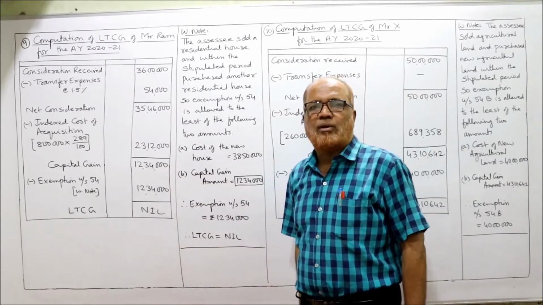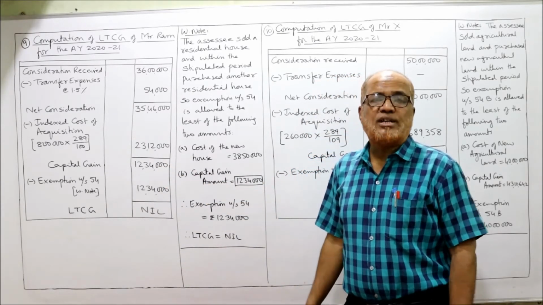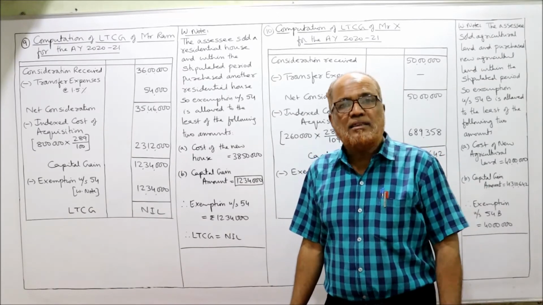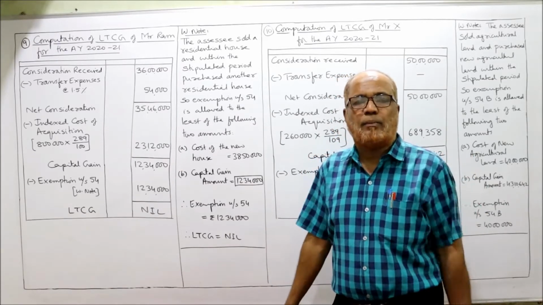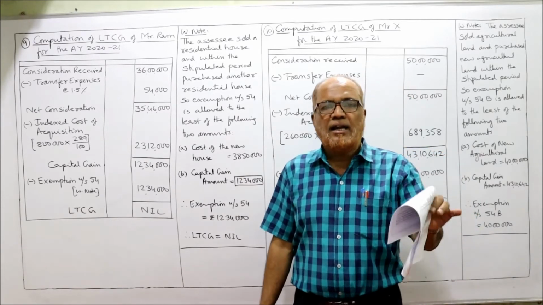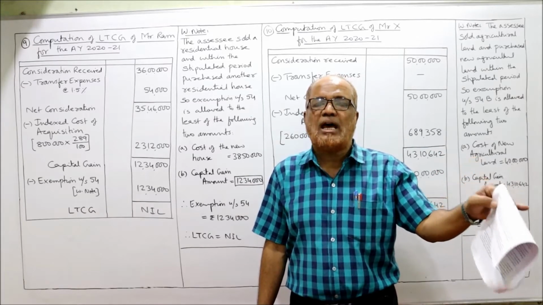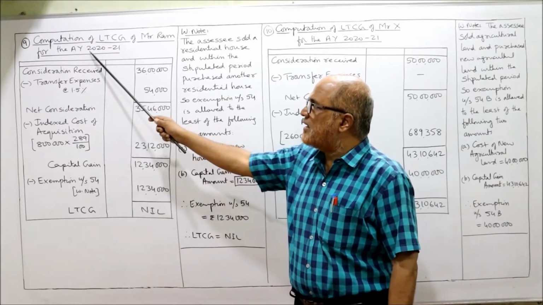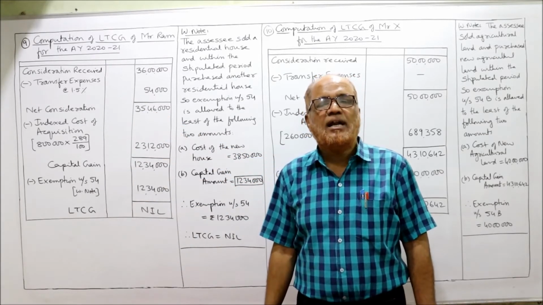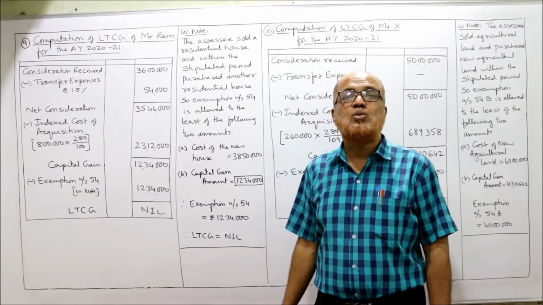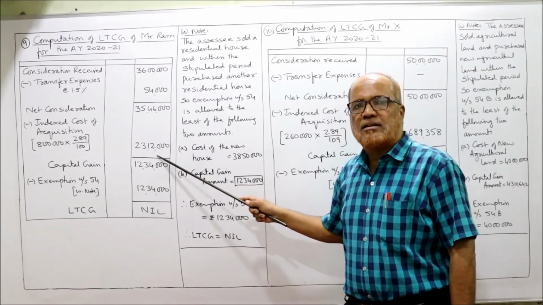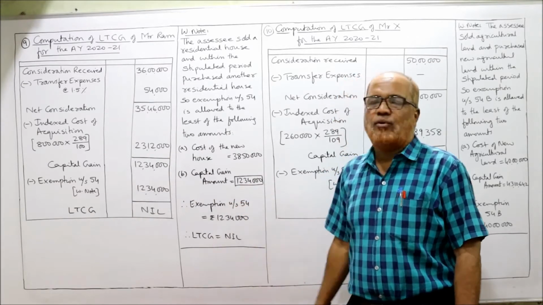Less indexed cost of acquisition. He has purchased the house for rupees 8 lakh 16 years back. At that time the index number was 100, given in the problem, whereas the current previous year index is 289. Our assessment year is 2021, so the previous year is 2019-20. The index number for the year 2019-20 is 289. So 8 lakh into 289 by 100, you will get 23 lakh 12,000. Subtract, we will get capital gain 12 lakh 34,000.